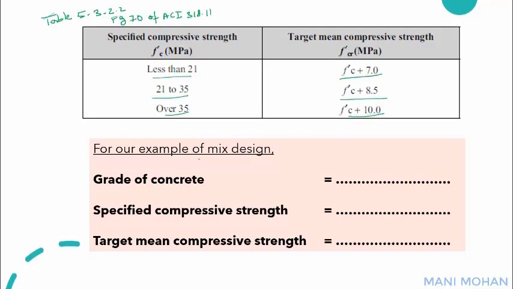Now in our example of mixed design, the grade of concrete being considered is M20. So specified compressive strength is 20 megapascal. So therefore, as per the ACI 318.11 provision, the concrete mix will be designed for target mean compressive strength of how much? It will be designed for f'c plus 7, that is 20 plus 7. So it will be 27 megapascal.